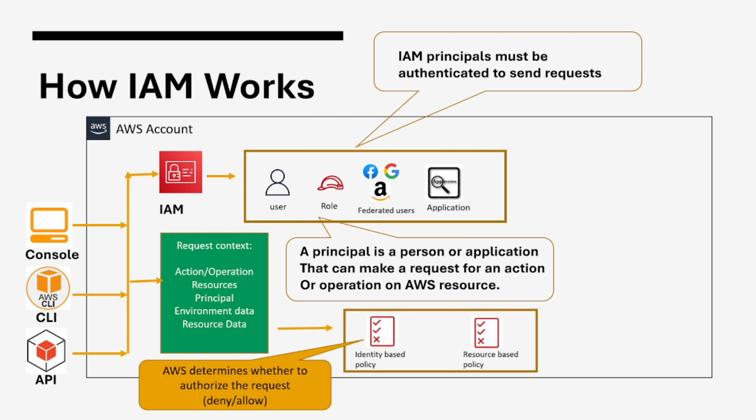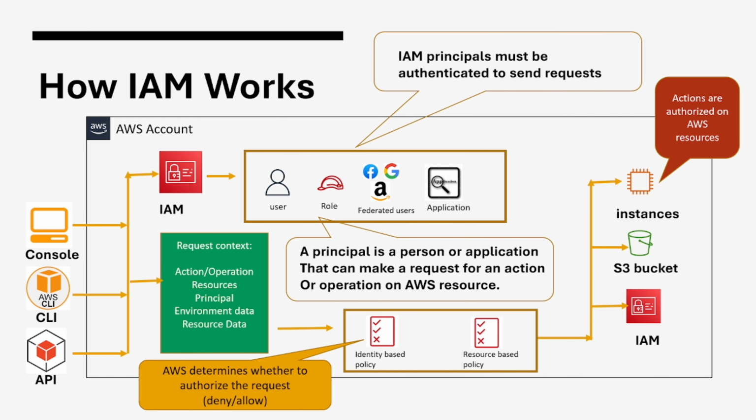Now, if your request is allowed, then you can perform the API actions. You can create an instance, you can create an S3 bucket, again, S3 bucket should be allowed in the policy. You can create another IAM user and you can do whatever you want with that particular service. So actions should be authorized on AWS resources. This was a brief yet important description of how this identity management service works.